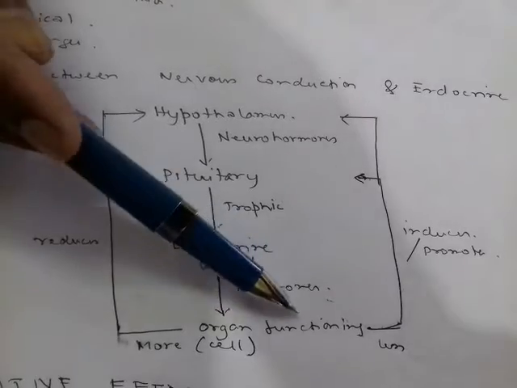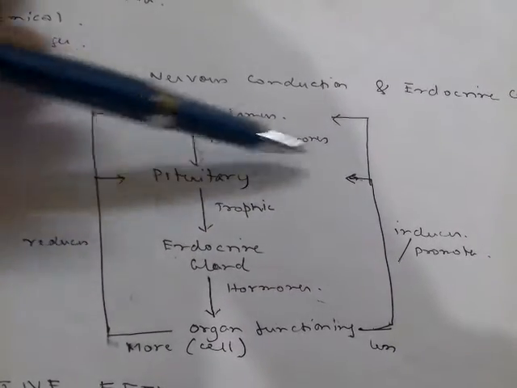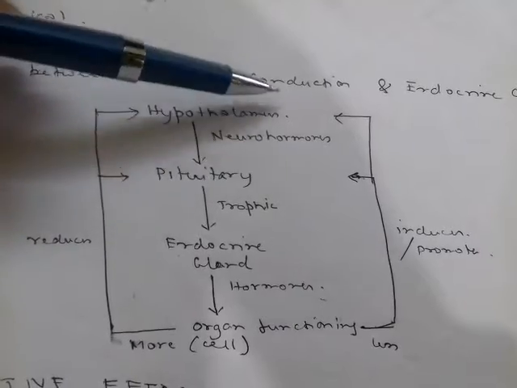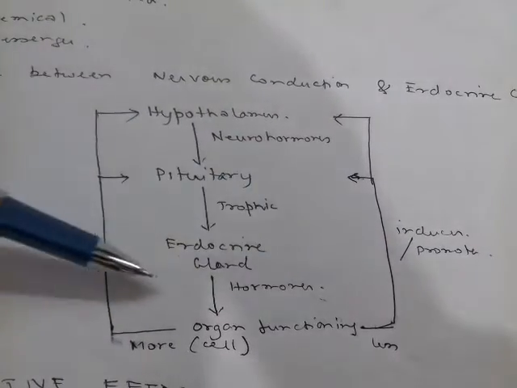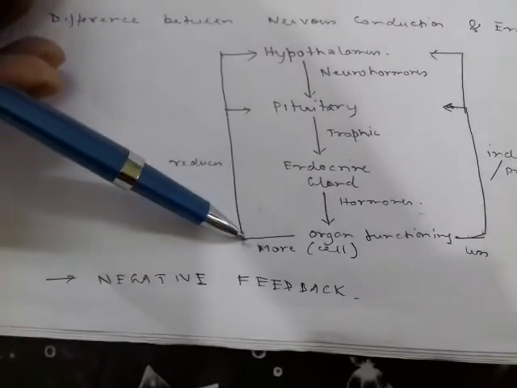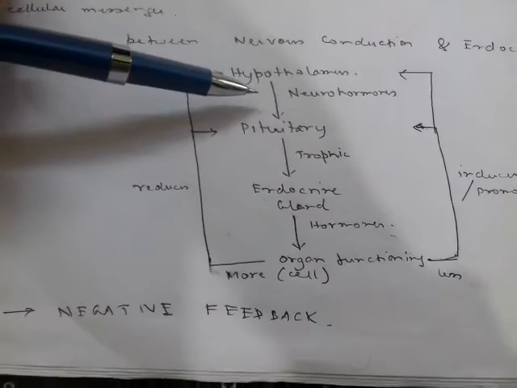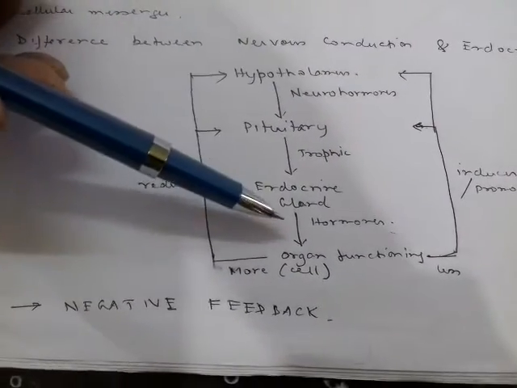Or even if it is less, then they induce or promote the pituitary gland, sending a message to the hypothalamus or the pituitary gland to increase the supply. Now both of these are called negative feedback mechanisms. Remember that if it is more, then it reduces, that's negative feedback. If it is less, then it induces or promotes, that also is negative feedback.